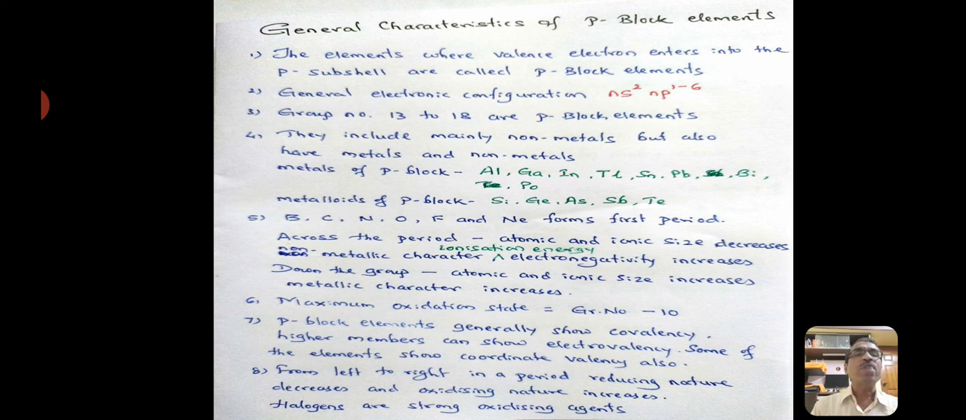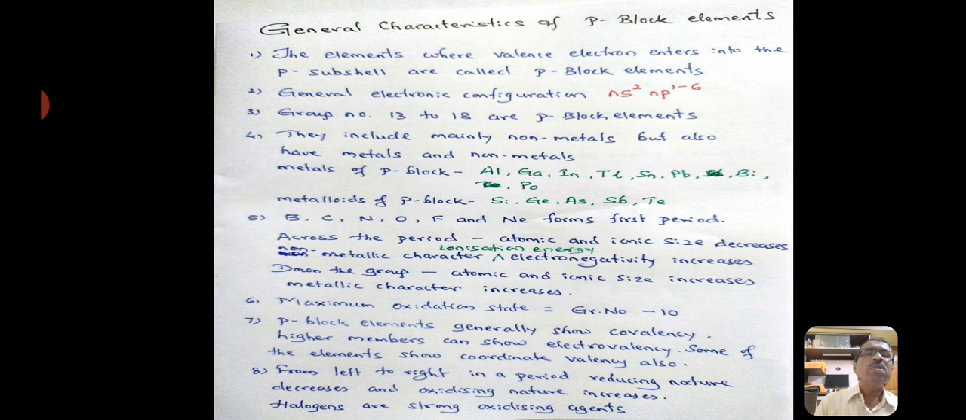Across the period, when you move from left to right in a period of the periodic table, atomic and ionic size decreases, and non-metallic character, ionization energy and electronegativity increase. When you go down the group, atomic and ionic size increases, and metallic character also increases. This you have already studied at PUC level.